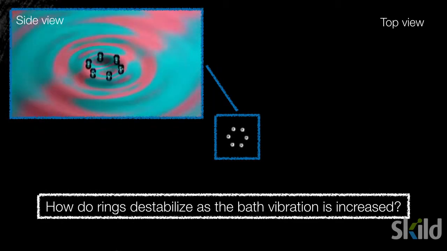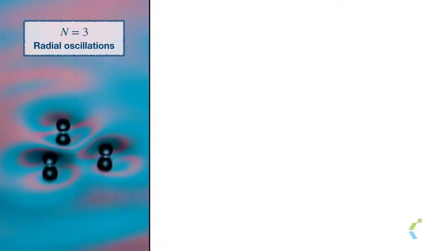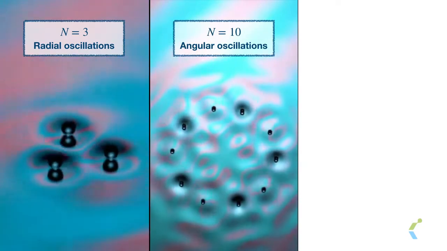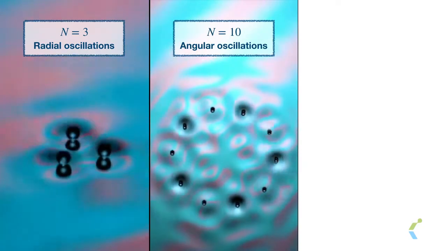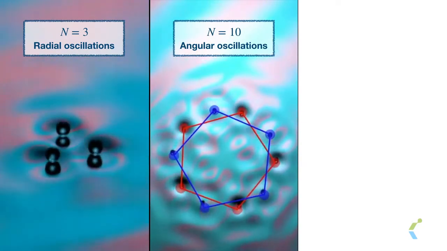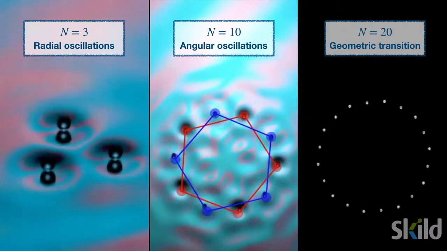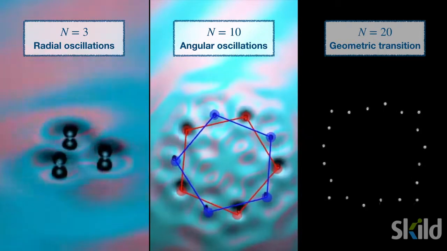Specifically, we are investigating how these rings destabilize as the bath is vibrated more vigorously. For instance, a ring of 3 drops destabilizes into radial oscillations, 10 drops exhibit angular oscillations corresponding to the counter-rotation of 2 pentagonal sublattices, and 20 drops display a remarkable geometrical transition from a circle to a square.